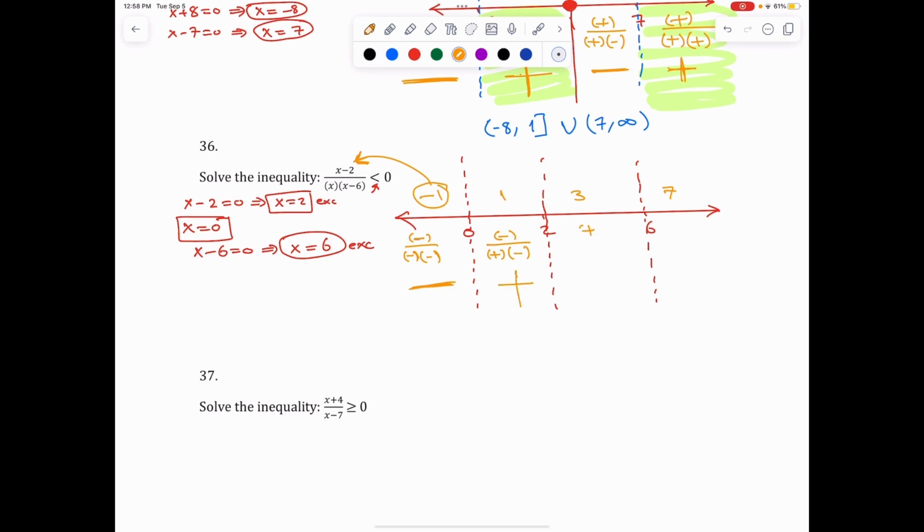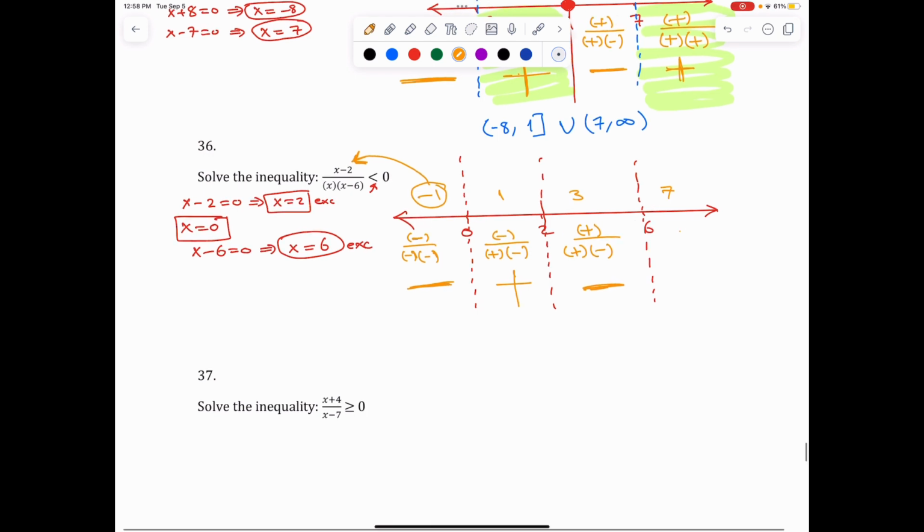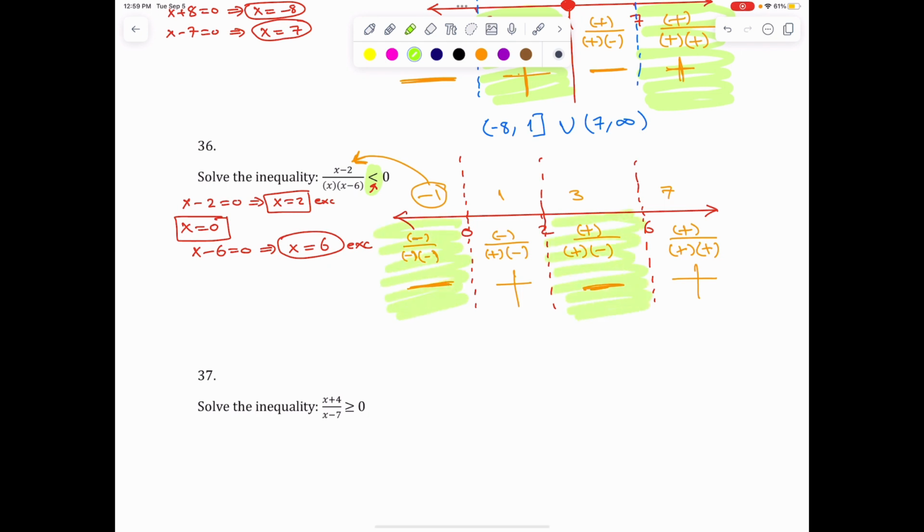If you plug 3, you get positive in the numerator, and then positive in the denominator, and the second factor is negative. So that's negative. If you plug 7, you get positive over positive times positive. So this is positive. We are looking for all of the intervals that make it less than 0, which is the negative intervals. So that is the solution.